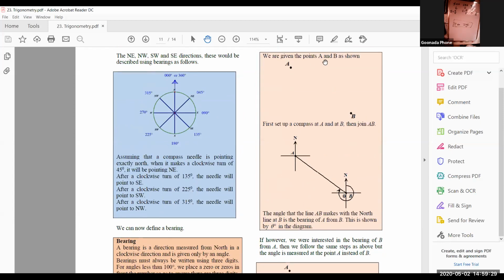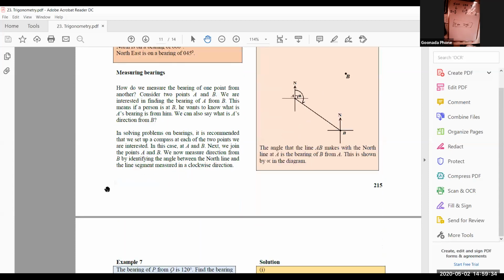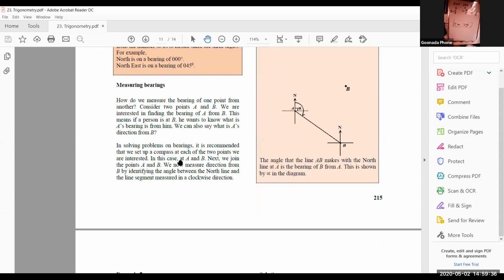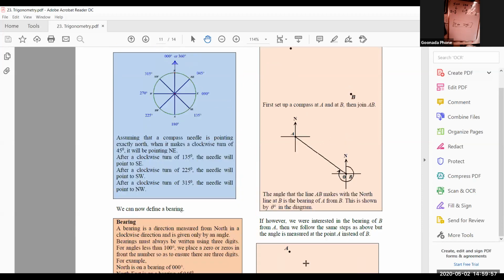We are given the points A and B as shown. So let me read back the question here. Consider 2 points, A and B. We are interested in finding the bearing of A from B. This means that if a person is at B, he wants to know what is A's bearing from him. In solving problems on bearings, it is recommended that we use a compass to measure this. So let's go to the diagram now.